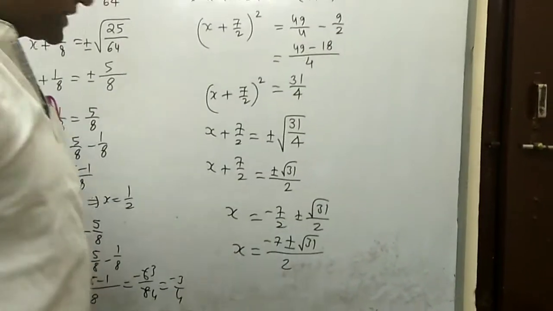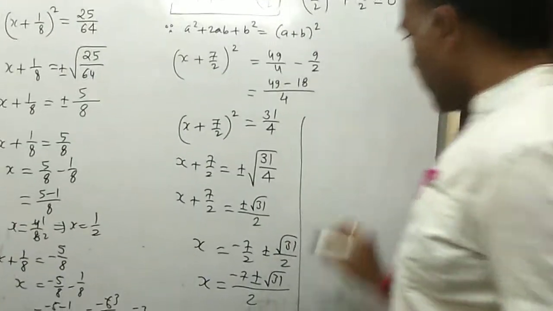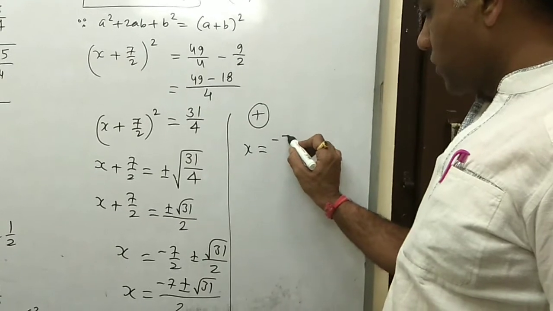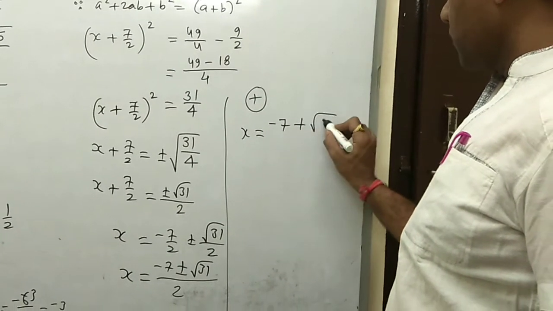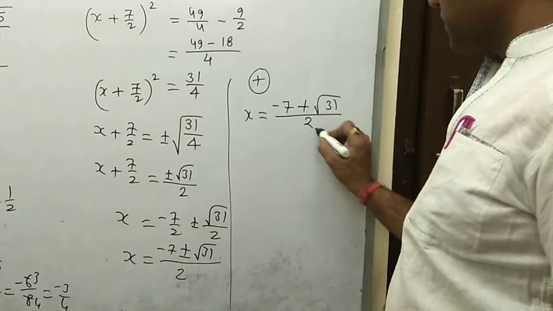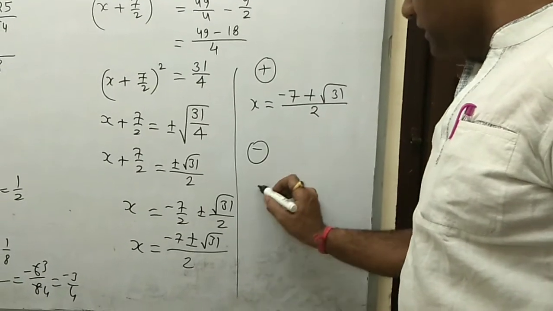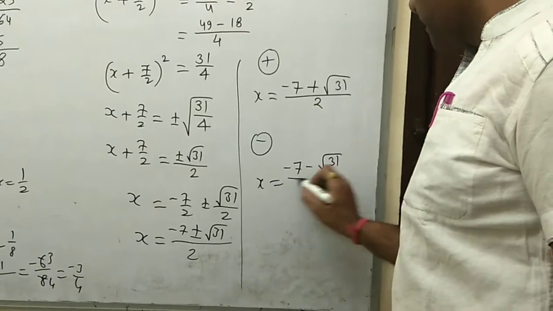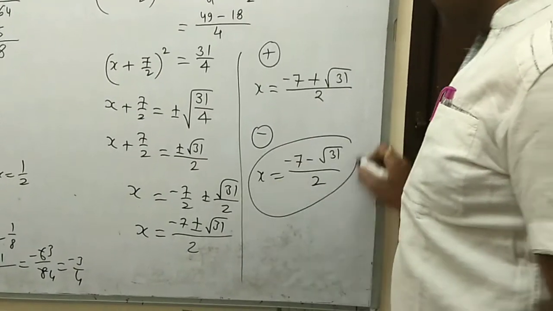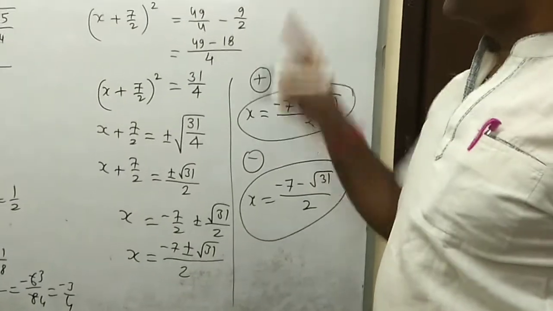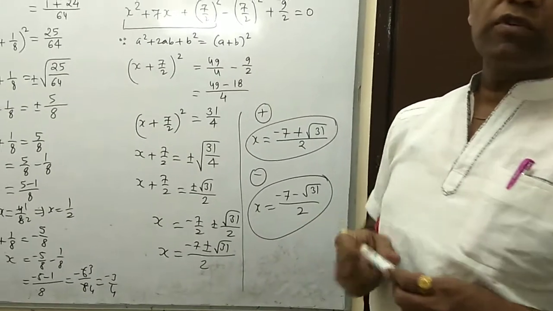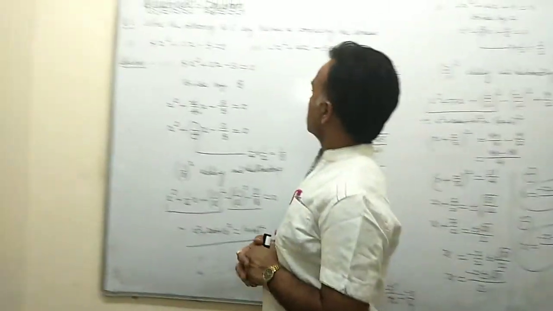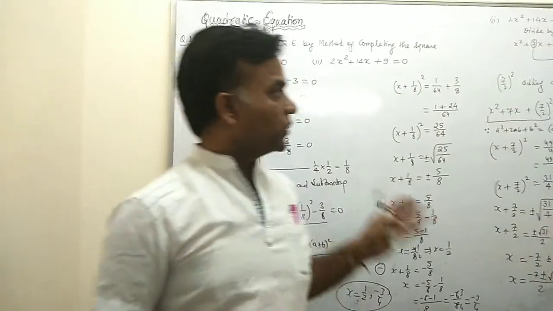But now you have plus and minus sign, so again you add the plus sign here. Taking the plus sign, your root is minus 7 plus under root 31 by 2, that is the first root, and now taking the minus sign, your answer is minus 7 minus under root 31 by 2. There are 2 answers, because you have a quadratic equation and the degree of a quadratic equation is 2.